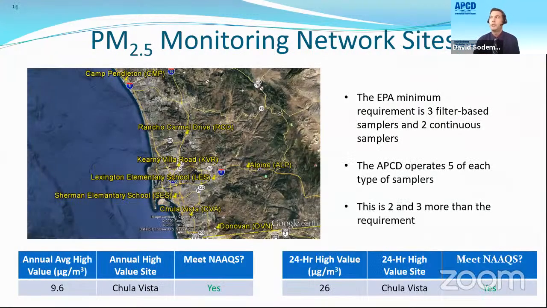This slide shows the district's PM2.5 sampling locations. These sites include the filter-based measurements, which are an integrated sample collected over 24 hours, as well as our continuous measurements, which give hourly results. PM2.5 has 2 federal standards, an annual average and a daily 24-hour average. The maximum PM2.5 concentrations were observed at our Chula Vista site. However, both the annual average and the daily average were less than the federal standard.